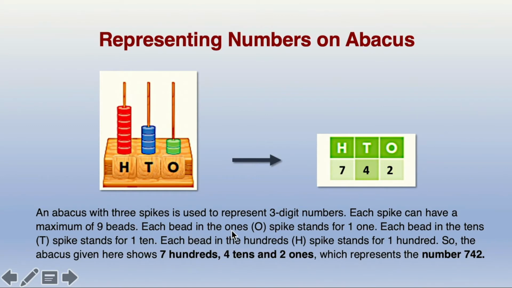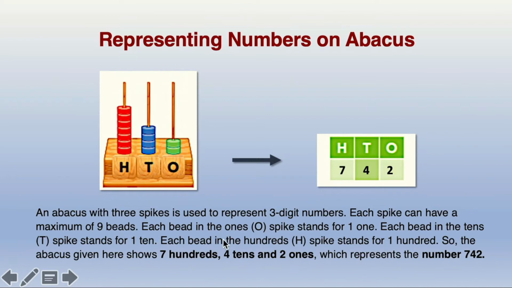Each bead in the ones spike stands for 1 one. So over here how many ones we have? 1 one and 2 ones. So 2 beads show 2 ones. Now each bead in tens spike stands for 1 ten. So how many tens we have over here? 1 ten, 2 tens, 3 tens and 4 tens.